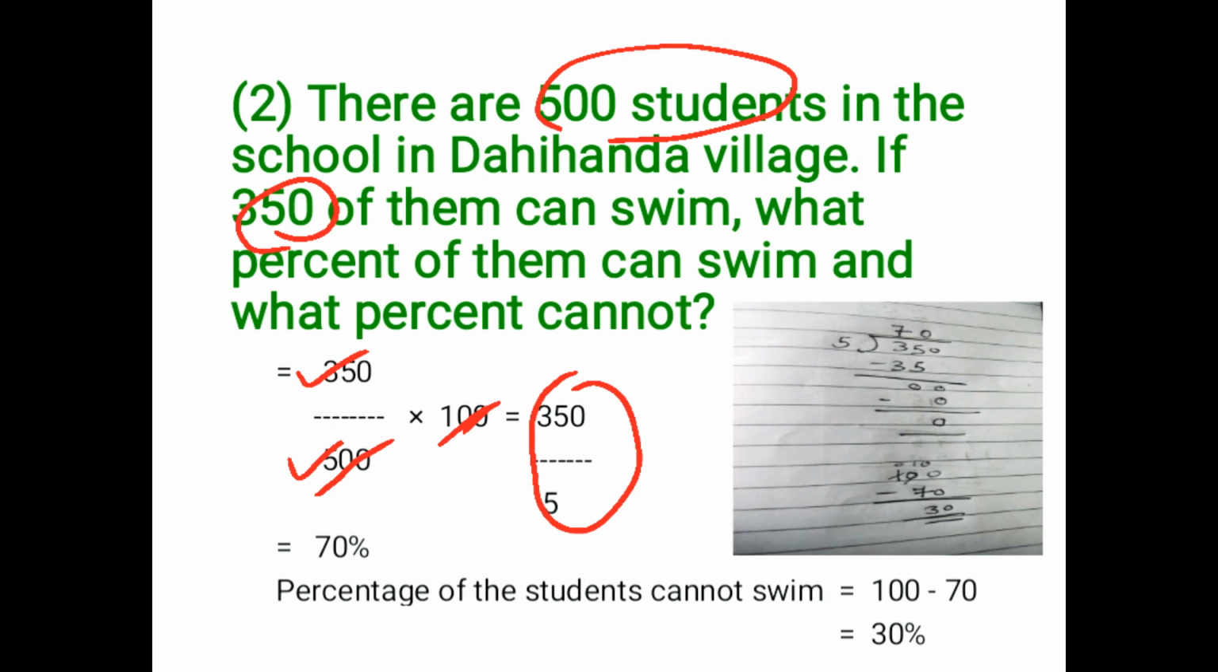I have divided 350 by 5. The quotient is coming 70. And 100 minus 70 I have subtracted. After finding the percentage of the students, here you are getting 70%. Then for the percentage of students who cannot swim, from 100 you have to subtract: 100 minus 70 you have to do here. Okay.